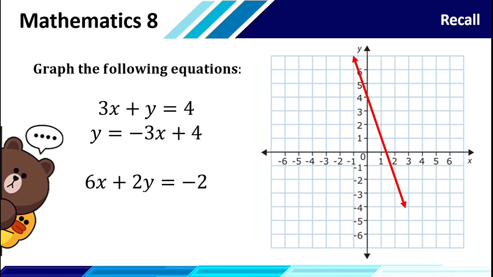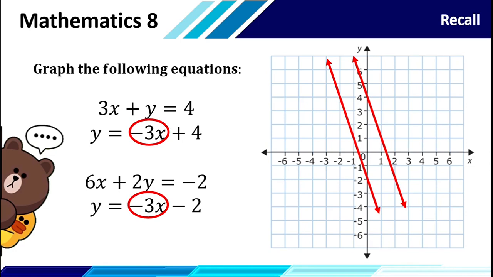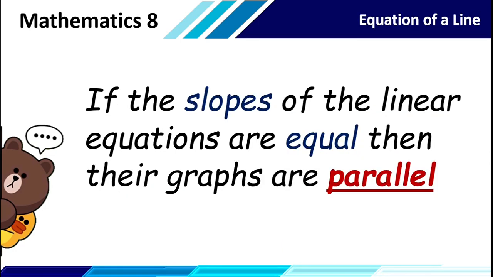On our second equation, we must transform it as well into slope-intercept form. It will be y is equals to negative 3x minus 2. And then we will graph. As you can see, the graph of these two equations is parallel. And then, as you observe, their slope are the same. Therefore, we can conclude that if the slopes of the linear equations are equal, then their graphs are parallel.